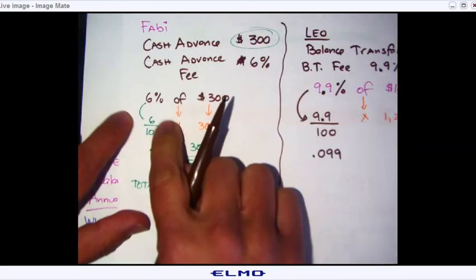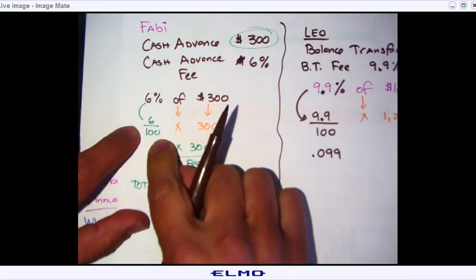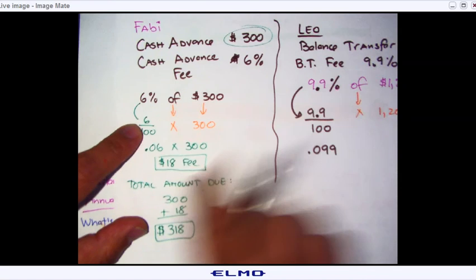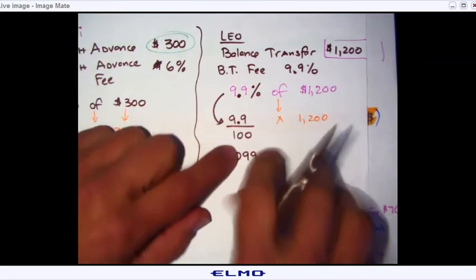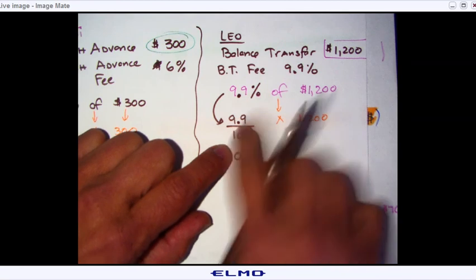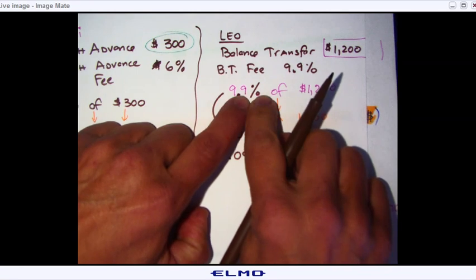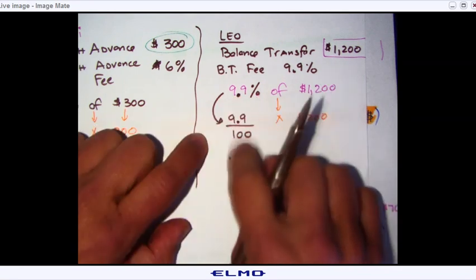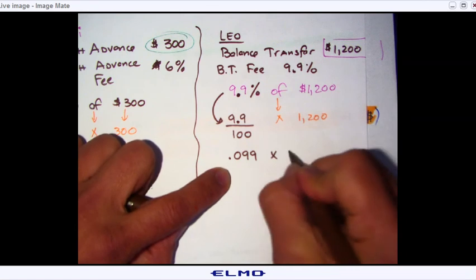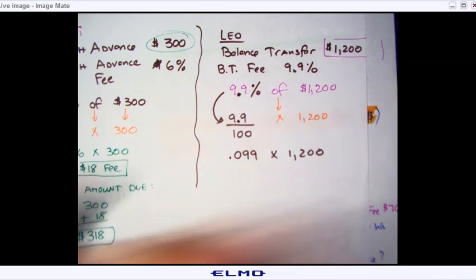See over here, it was 6%. 6 divided by 100. All right? And then we got 0.06. Over here, mister, it has a decimal. Okay, then use it because there's a percent. Right? So 9.9 divided by 100, and then you multiply by 1,200. And what do you guys get?